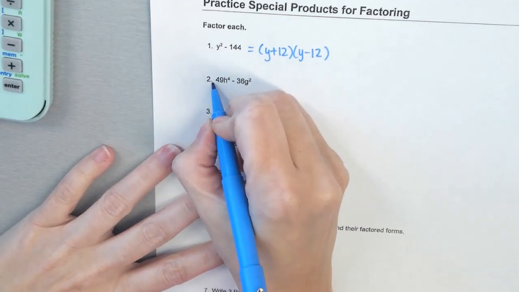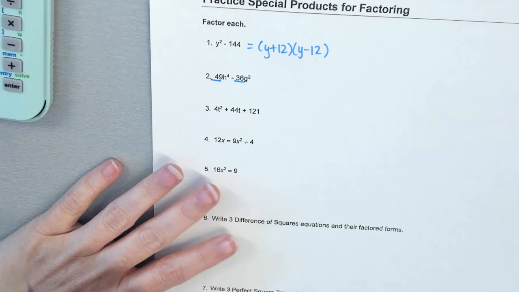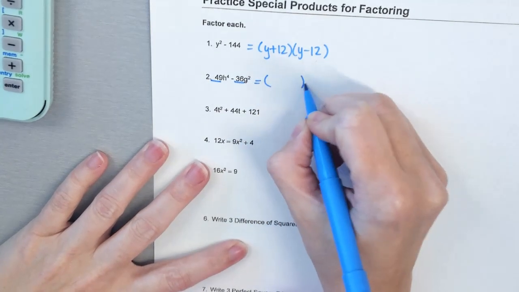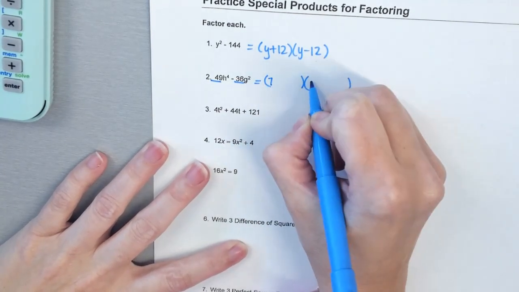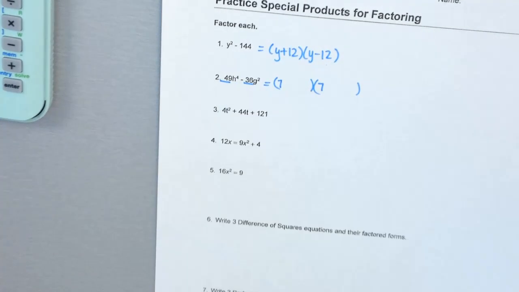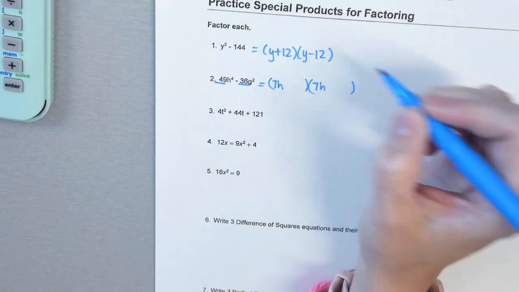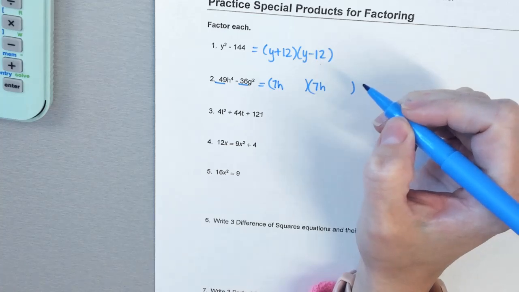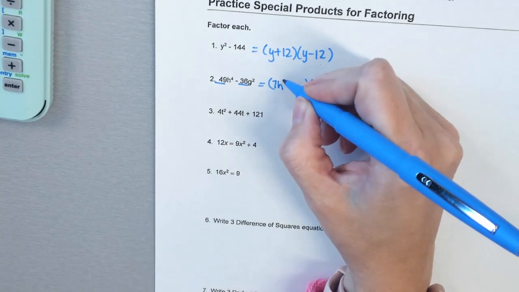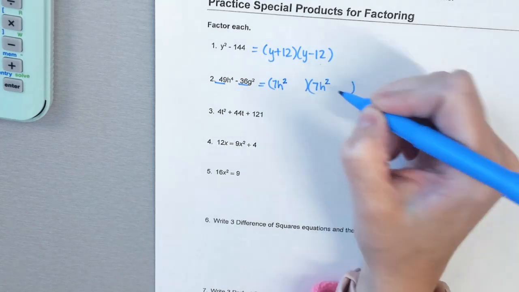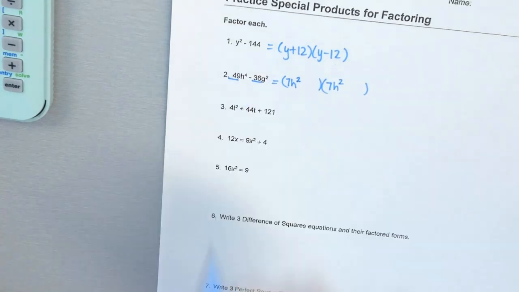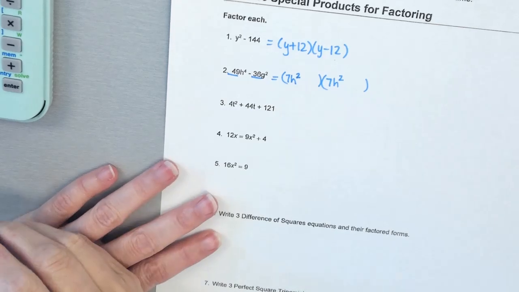Now, notice that 49 and 36 are perfect squares as well. So you guys probably did a nice job of knowing that this was going to be 7 and 7. But we don't have h squared. We had h to the 4th. So h to what power times h to what power is going to be h to the 4th. Can't just be h and h. You have to have h squared. So h squared times h squared is going to be h to the 4th.